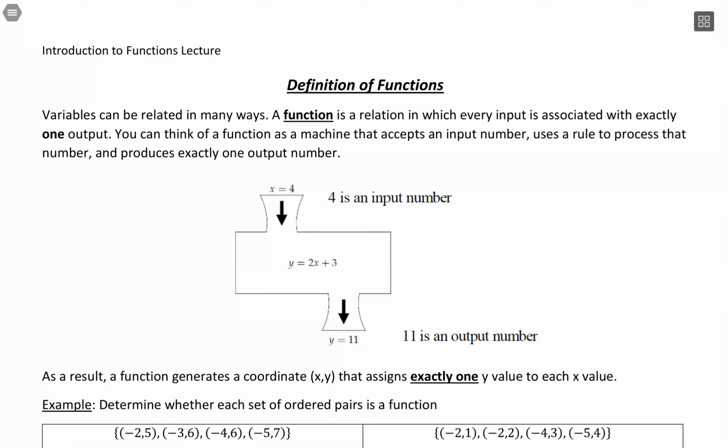Here we're going to start looking at functions. So functions are a relation between two values, an input and an output. And it operates in a way that for every input, there is exactly one output. So the idea is, if we imagine a function like a machine, if we put something in, one thing should come out. We shouldn't get multiple values out.